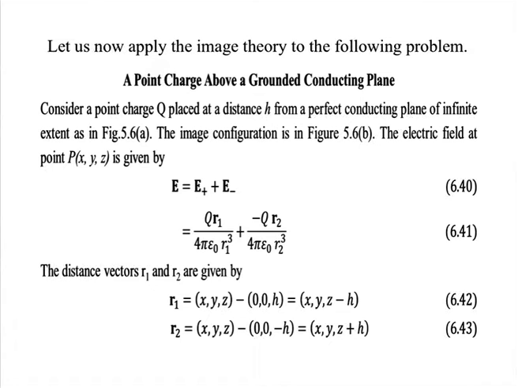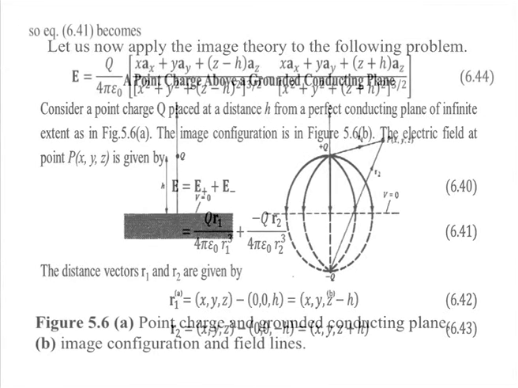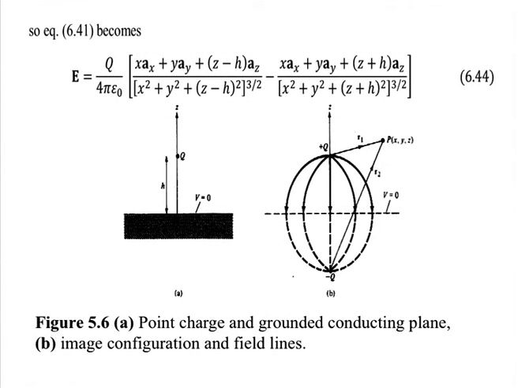Now consider a point charge located at a distance h from a perfect conducting plane of infinite extent, as can be seen in figure 5.6a. The potential at the grounded point is V is equal to 0.